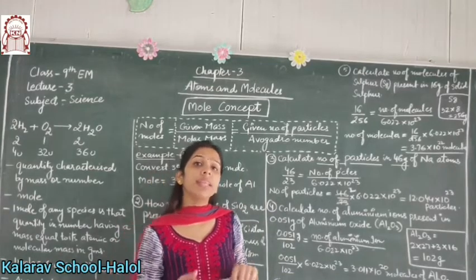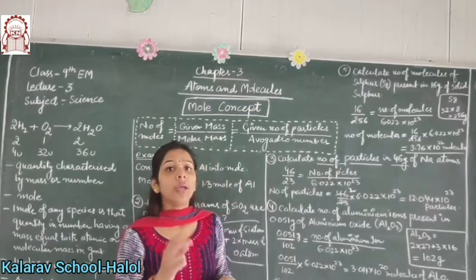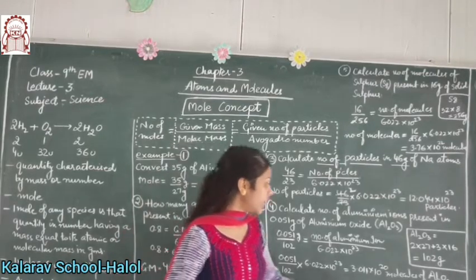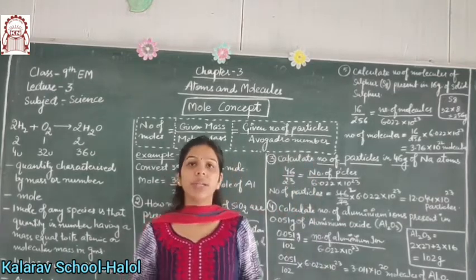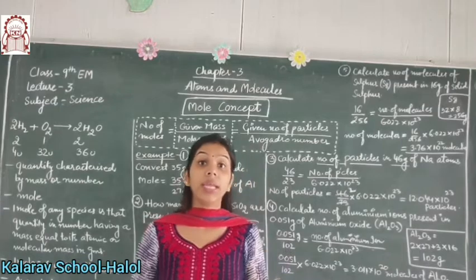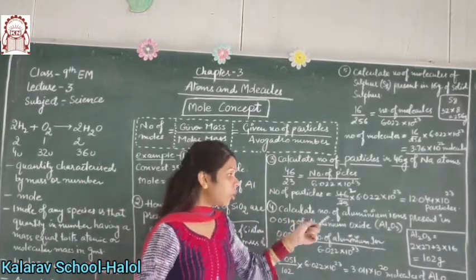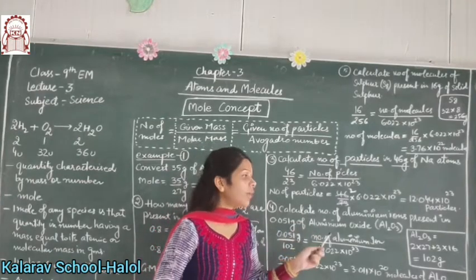But we have to find the aluminium ions. Aluminium oxide contains 2 Al3+ ions, as you see here. Hence 2 into 3.011 × 10^20 is 6.022 × 10^20 ions of aluminium. This is the number of aluminium ions present in 0.051 gram of aluminium oxide.